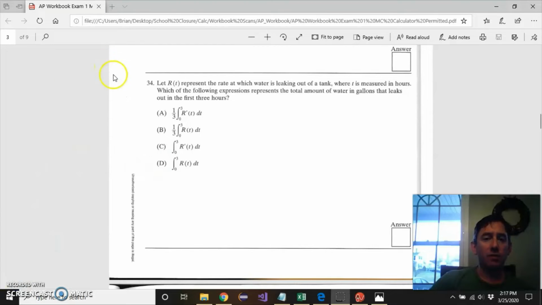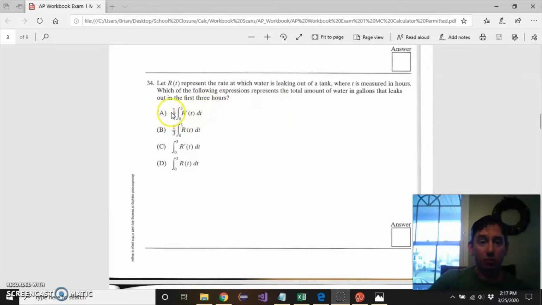Okay, here we are, number 34, where we have R of t, a rate function that represents the rate at which water is leaking out of the tank. And let me just check the units here. It seems to be in, I would assume, gallons per hour. So R is already gallons per hour. And I want to know how many actual gallons leak out of this tank in the first 3 hours.